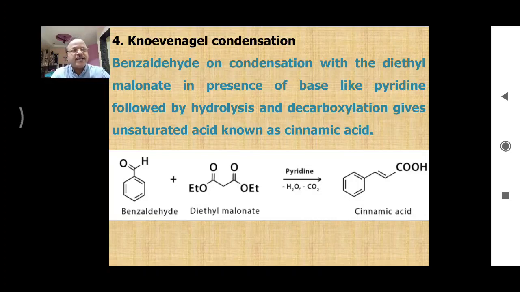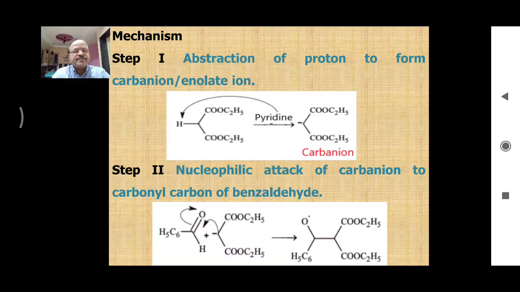Now let us see the mechanism of this reaction. It involves different steps. In step number 1, there is abstraction of proton to form a carbanion. Remember one important thing: whenever there is use of base in any reaction, the general role of that base is to remove acidic hydrogen in the form of H plus ion. So in this reaction also an acidic compound is there.